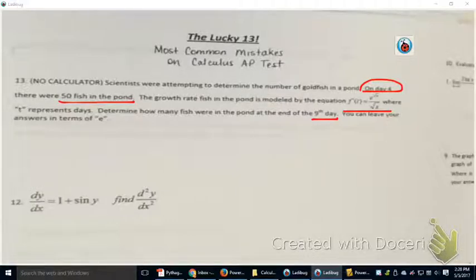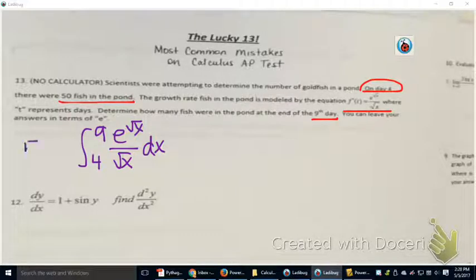So since day 4 is when we have the initial amount and we're looking for day 9, that means we're going to start at day 4 and go to day 9, and we're going to take an integral. Because we want to know how many fish were in the pond, and you're starting with the rate to get the how many, it's an integral. So we're going to take the integral of e to the square root of x over square root of x from 4 to 9. Now, because day 4 is where there were 50 in the pond, we're going to add 50 to that, because the integral from 4 to 9 is how much the fish has changed, like how much it's increased or decreased. So if you start with 50 and add or subtract that amount, you'll get the total.